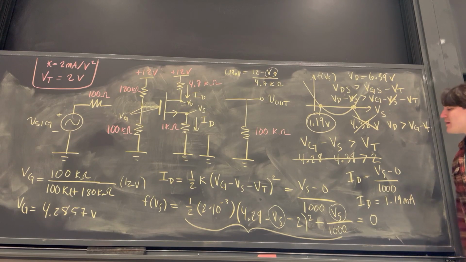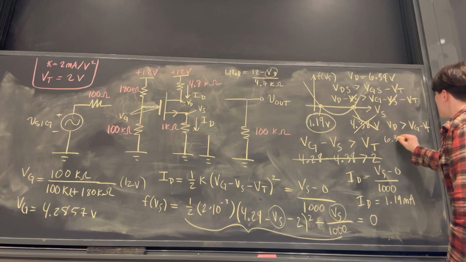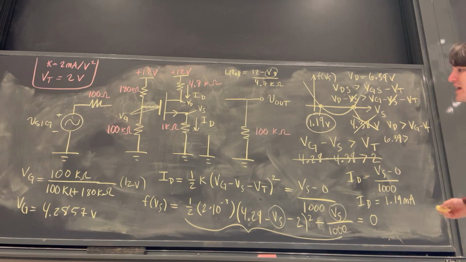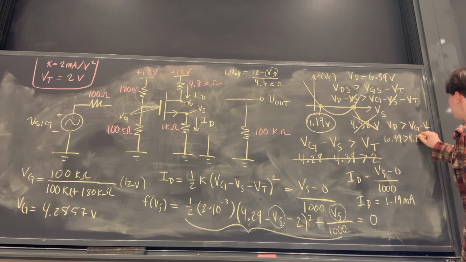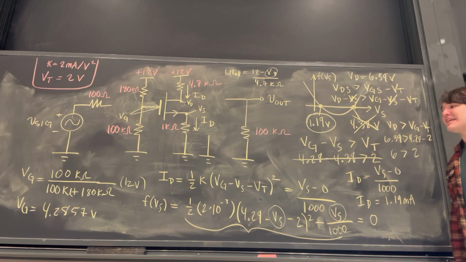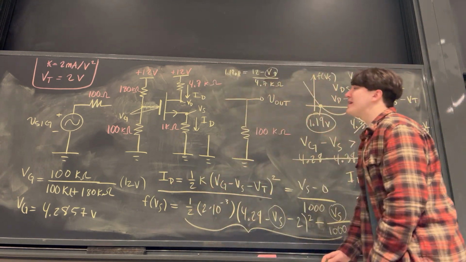Well, VD, we just solved for that, that's 6.39. Is that greater than VG minus VT? Well, VG is 4.28 and VT is 2 volts by definition. So this is clearly true because this is a number around 2 and 6 is clearly greater than 2. So yes, we are definitely in the saturation regime and we were correct in using the saturation equation.